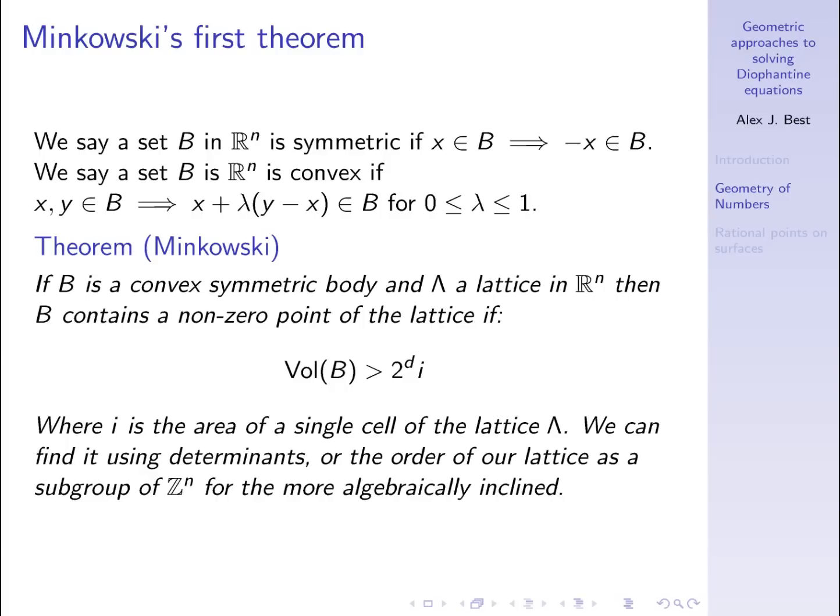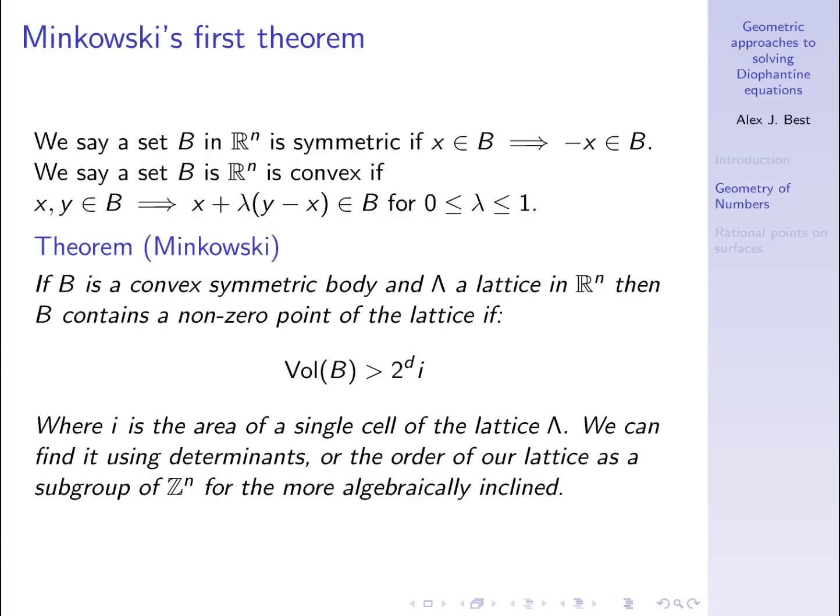So in our case we had the plane, so it was R squared, so it would be 2 to the 2, times I. So we've got greater than 2 to the d times I. And I here is the area of a single cell of our lattice lambda. So back in our example, it was our squares, so it would be the area of one of those squares that when you take them and put them alongside each other form the lattice, or the corners form the lattice.